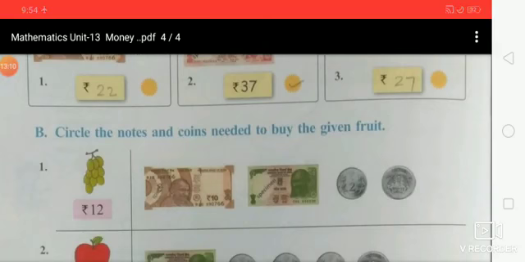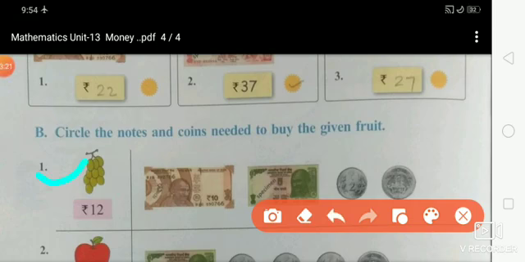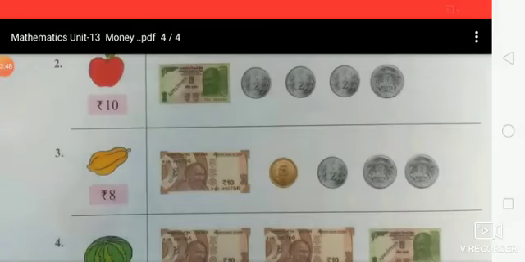Now exercise B. Circle the notes and coins needed to buy the given fruits. First one, what is this? Grapes. The grapes cost 12 rupees. Circle the coins and notes: the 10 rupees note is circled and the 2 rupees is circled. So the total amount is 12 rupees.